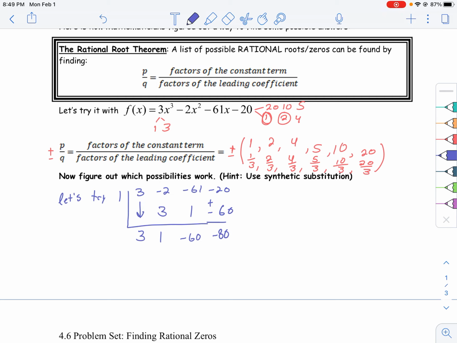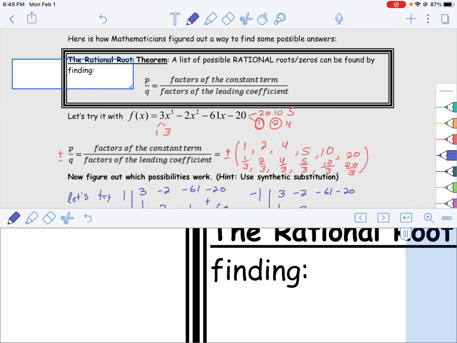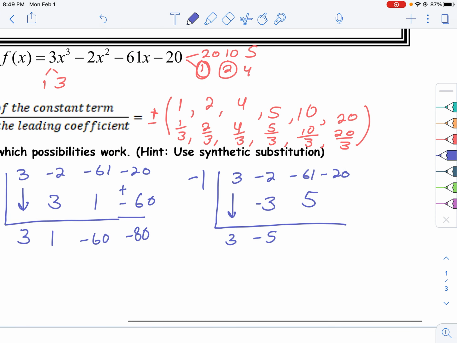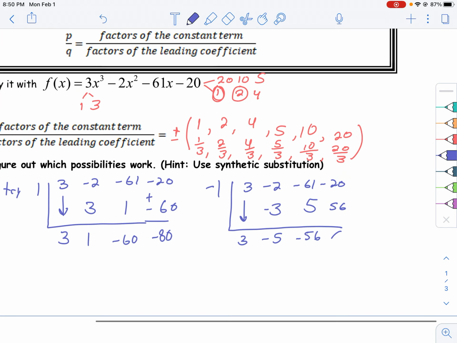Okay, well, if 1 doesn't work, maybe negative 1 will work. And I pick these numbers because they're pretty easy to just plug in and start guessing and checking. So let's do it again with negative 1. We have 3, negative 2, negative 61, and negative 20. So then we drop the 3. 3 times negative 1 is negative 3. We add, and you get negative 5. Negative 1 times negative 5 is positive 5. Negative 61 plus positive 5 is going to be negative 56, right? And then we're going to get positive 56, not 0 again, okay?